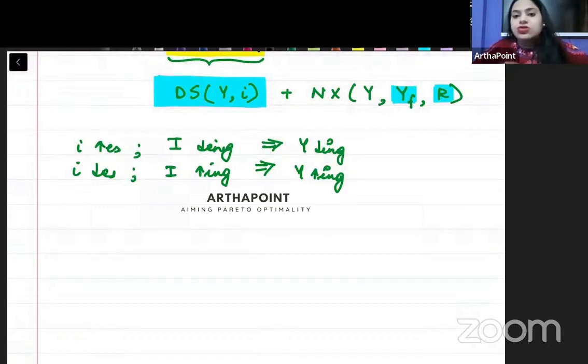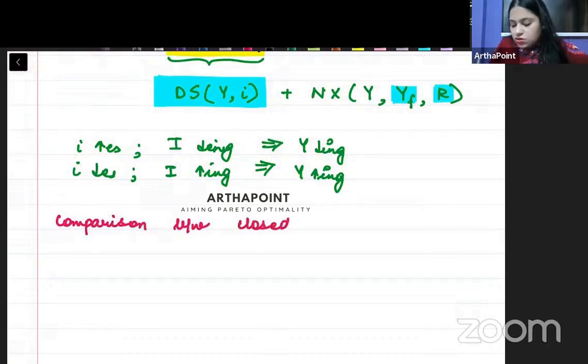Okay, now just try to see when I compare. So let me do a comparison between closed and open economy IS curve.